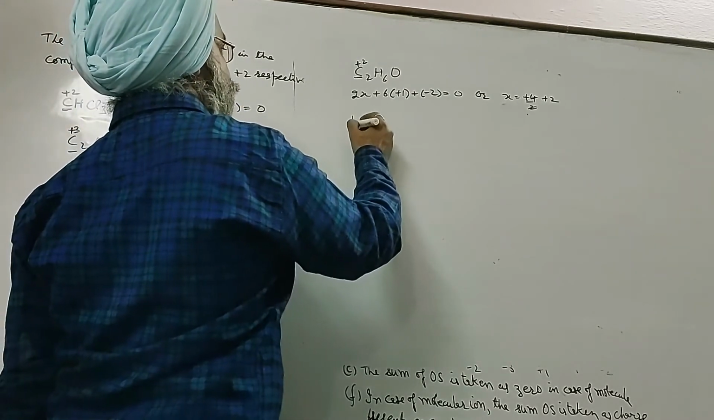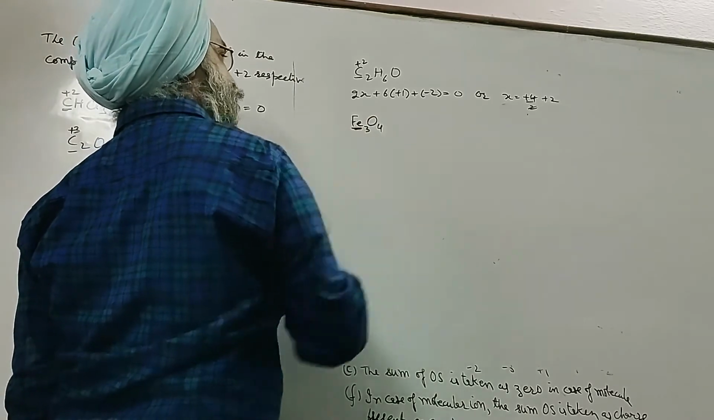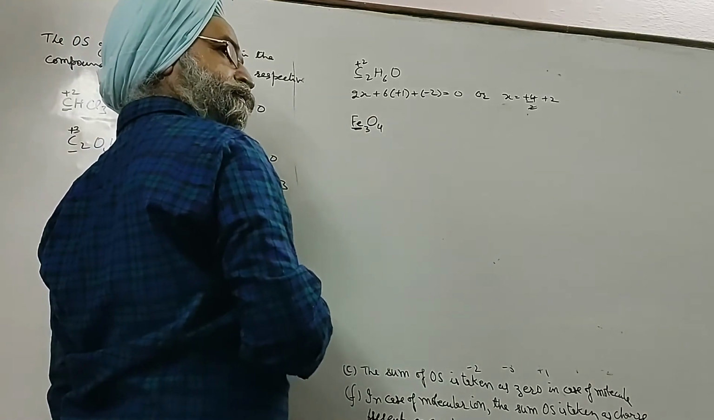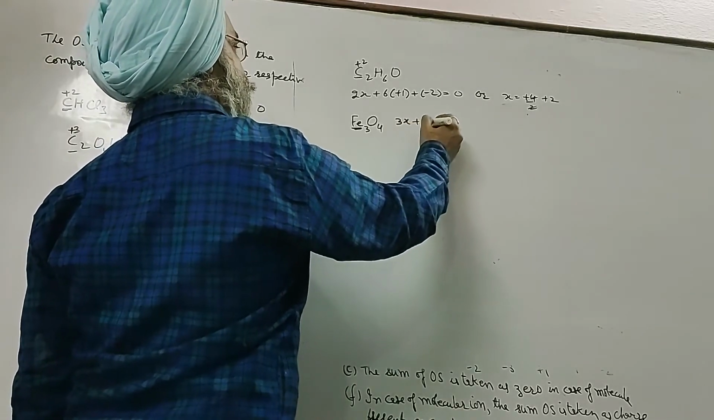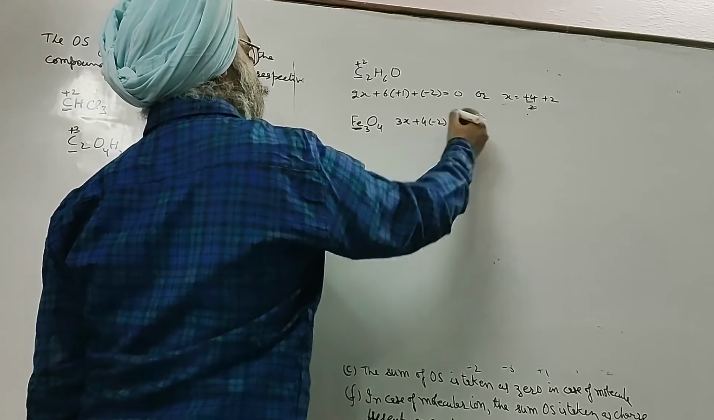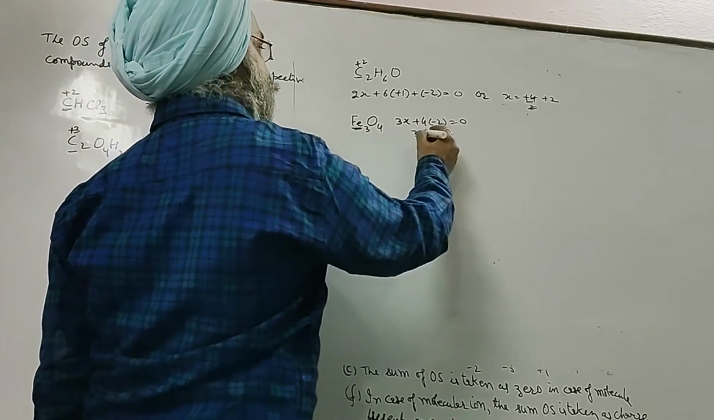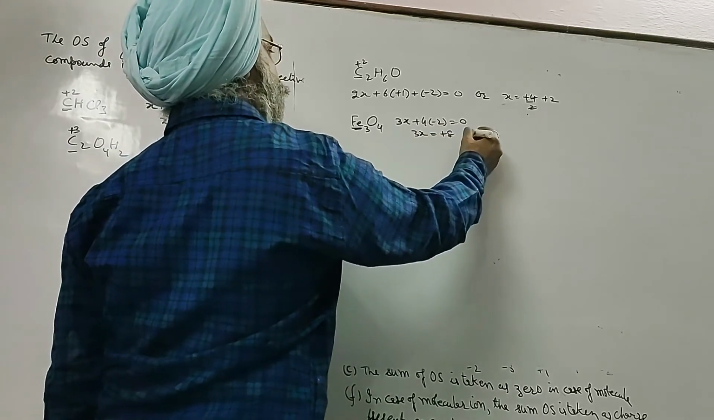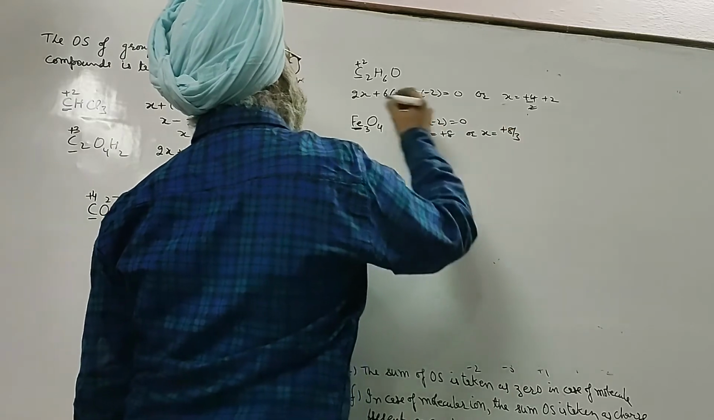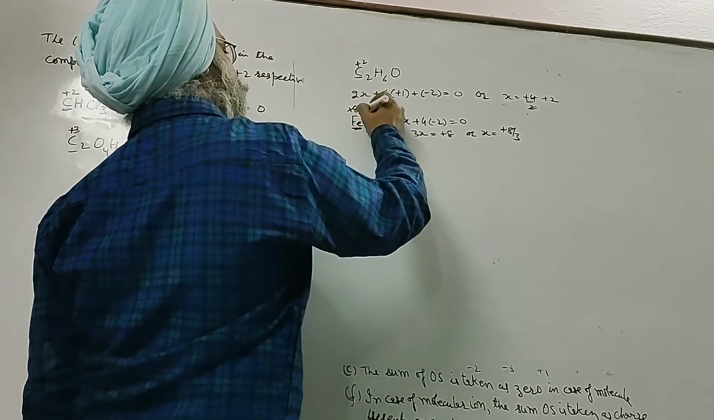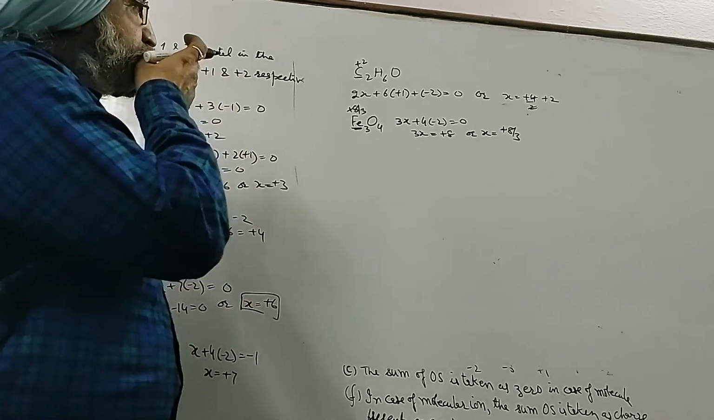The oxidation state of iron in Fe3O4. 3x plus 4 into minus 2 equal to 0. Then 3x is equal to plus 8, or x is equal to plus 8 by 3. Here the value comes out in fraction. The oxidation state will be in fraction. Valency cannot be in fraction.